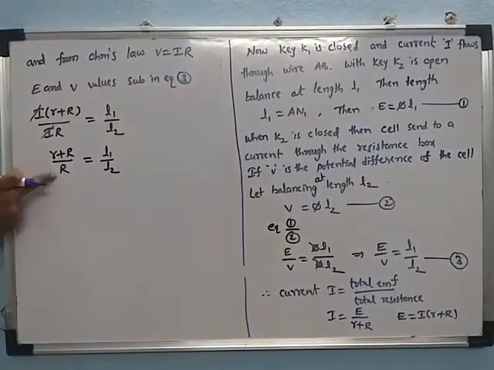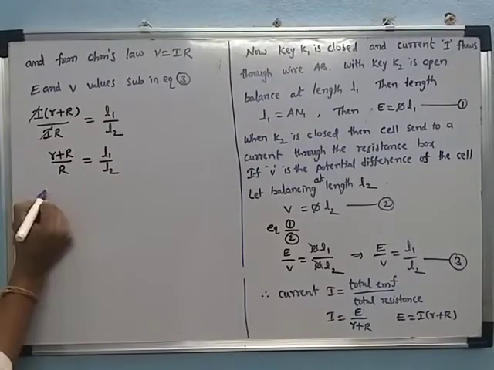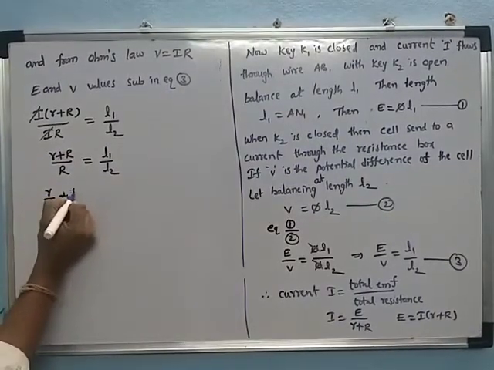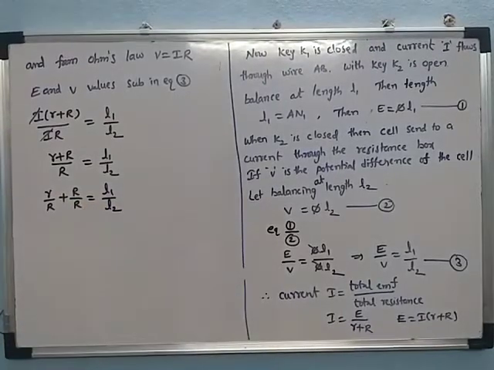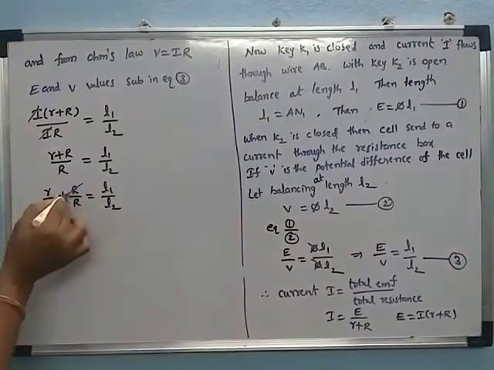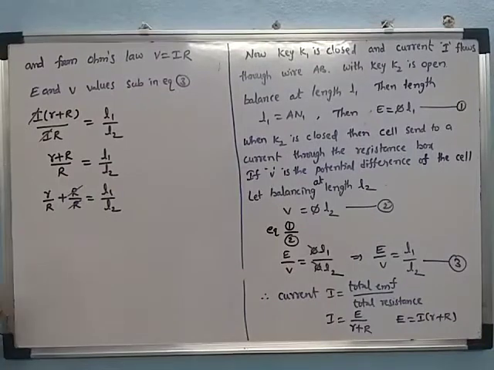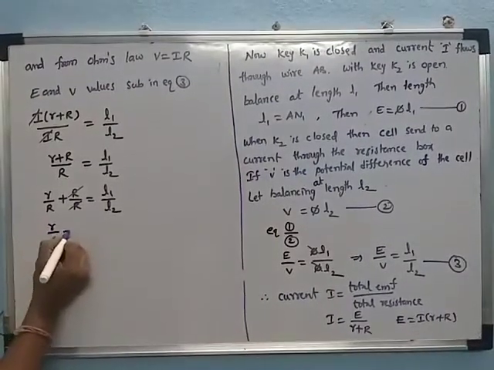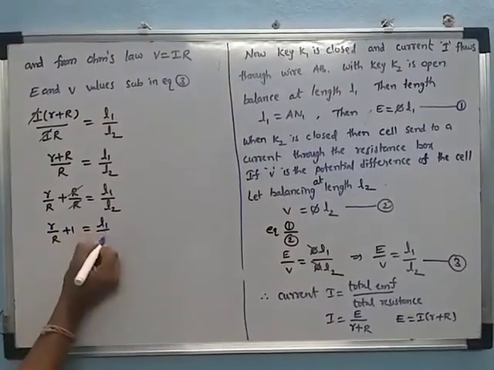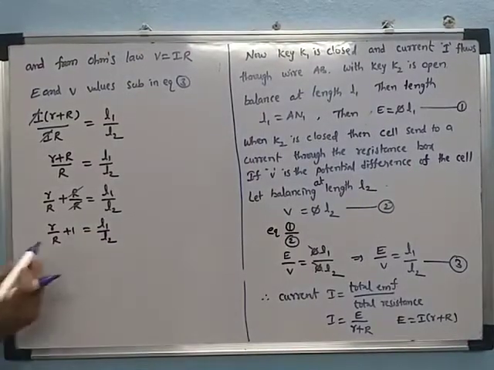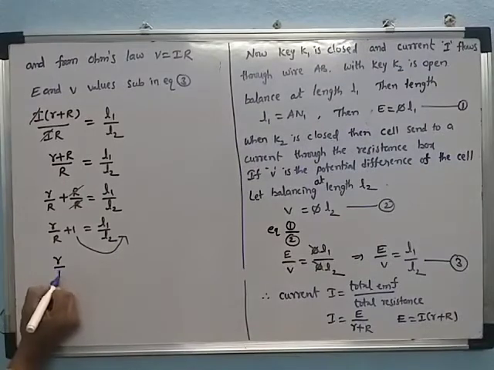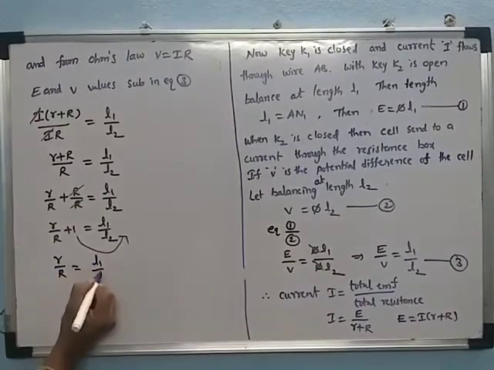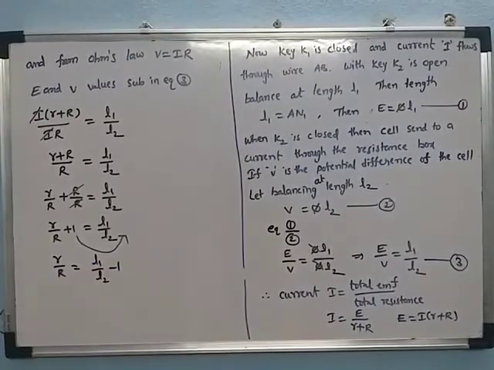Now divide both terms by capital R. Small r by capital R plus capital R by capital R is equal to L1 by L2. Then capital R cancels again. The remaining term is small r by capital R plus 1 is equal to L1 by L2. Now this plus 1 is taken to this side. Small r by capital R is equal to L1 by L2 minus 1.